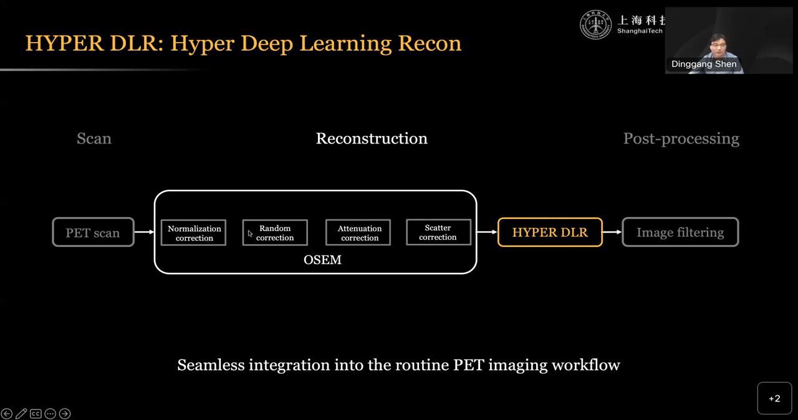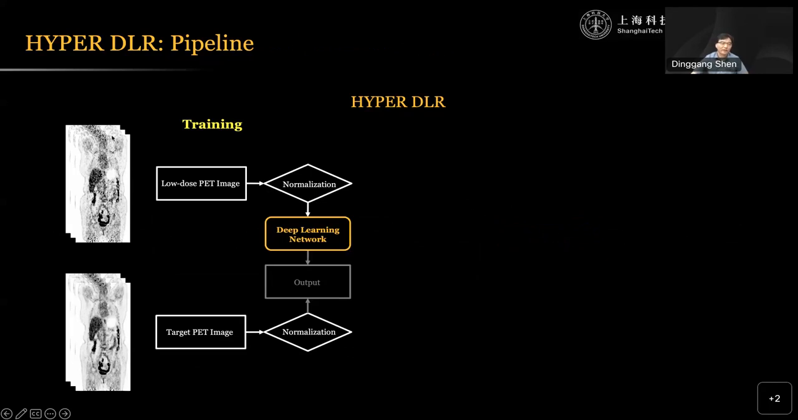Of course, we have the preprocessing, like normalization and random correction. And the most important part is the HyperDOI algorithm I'm going to talk about later. It means you have the PET image and how you can reconstruct the standard PET image, and you can reduce the reconstruction time. In the training stage, we have paired images of low dose PET and target PET images, which are standard dose PET images. We do some normalization and then use the deep learning algorithm, which I'm going to talk about in the next slides, and the output after normalization should be similar to the standard dose PET image. So this is for the training stage.